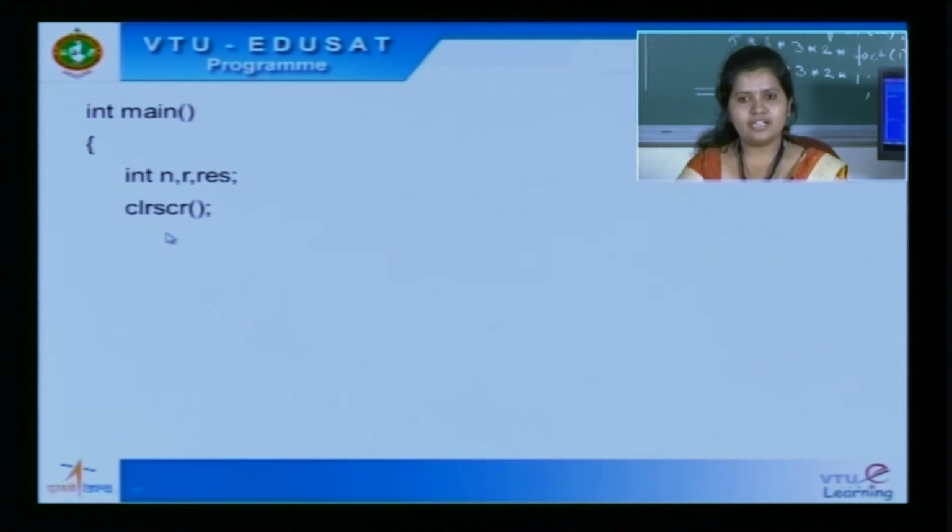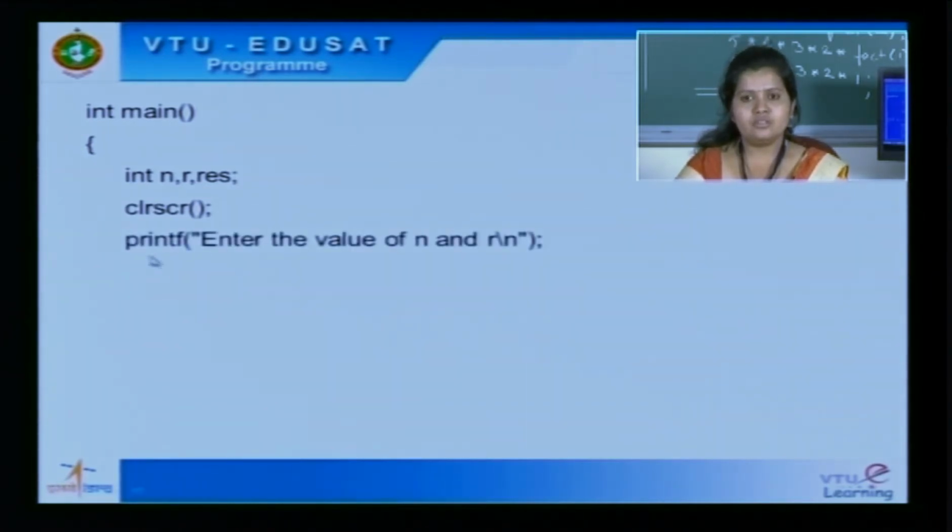Next, we have the clear screen which is used to clear the output screen. So using the printf function we have entered a statement, that is, enter the value of n and r. This statement will be printed on the output screen. So to read the values for the variables n and r, we have used a function called scanf.